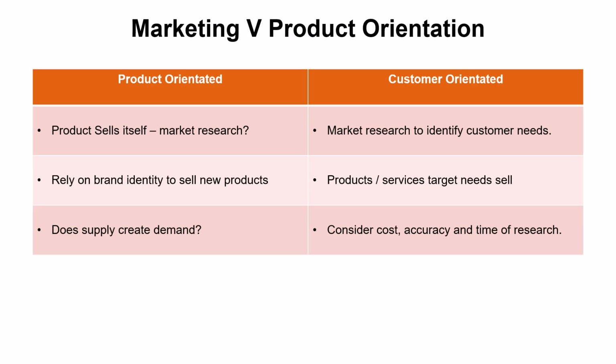Again, with introduction to unit terminology, make sure you are comfortable with marketing versus product orientation. Now, if you're product orientated, the product sells itself. So think about products with very strong brand identity. Companies tend to have fairly minimal marketing, so again, it saves them lots of money. The brand is so strong, they produce a product and people will buy that product. They rely on the brand identity to sell the products.